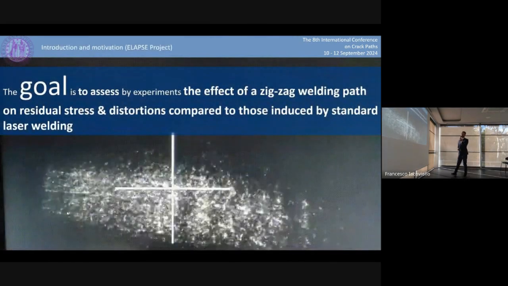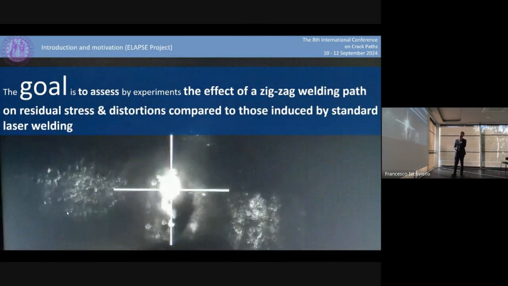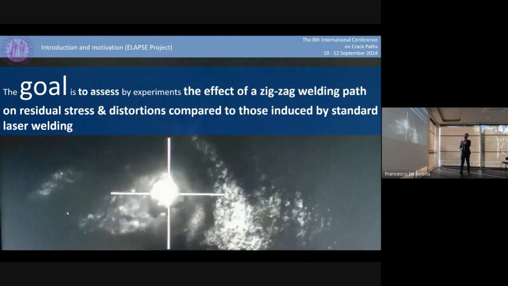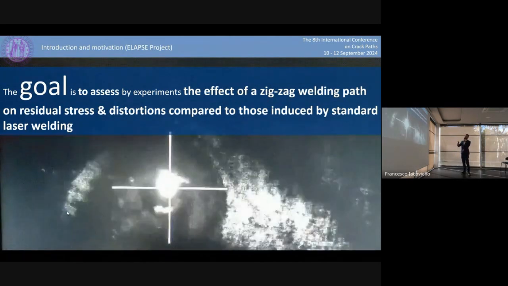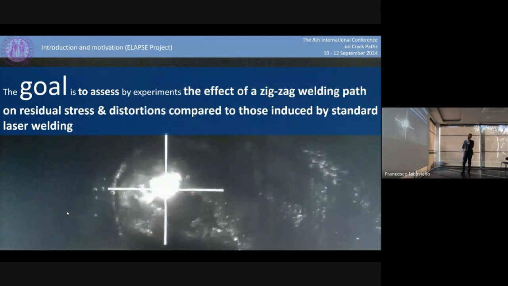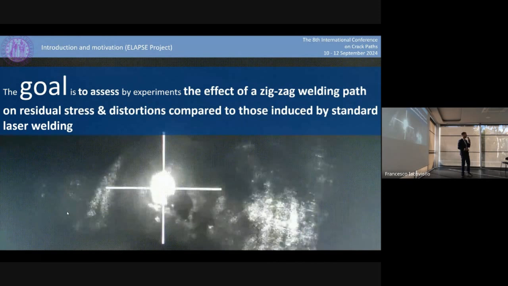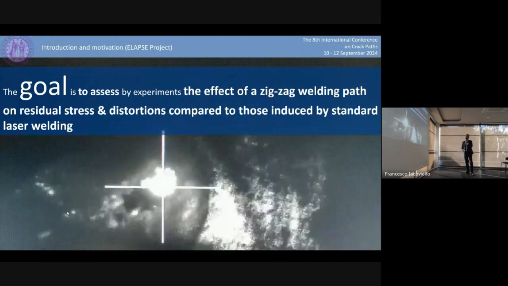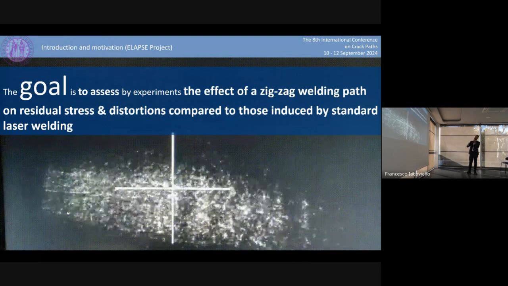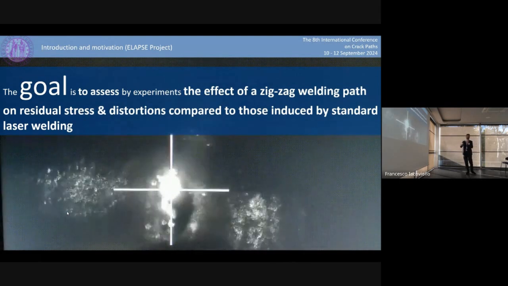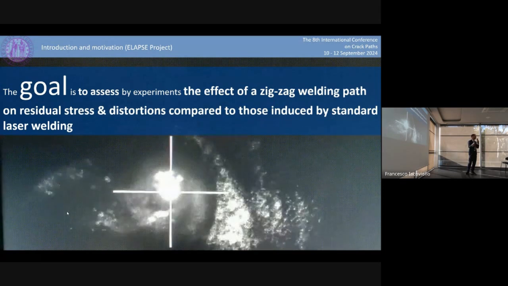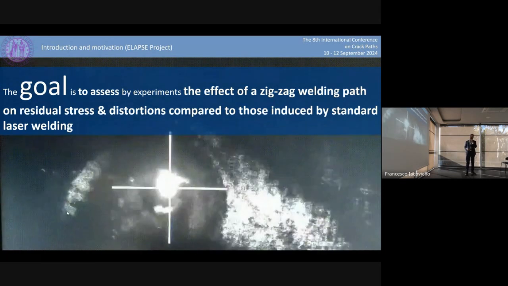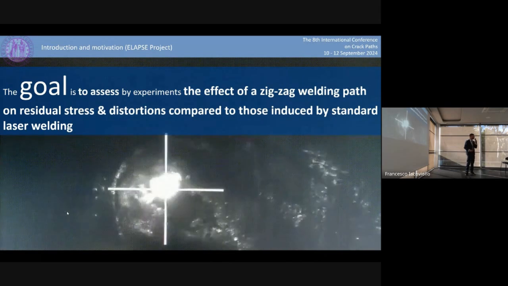So the goal is to assess by experiment in this work the effect of a zigzag welding path on the residual stress and distortion induced by this kind of welding, and compare to a standard method that uses a straight path during butt welding.